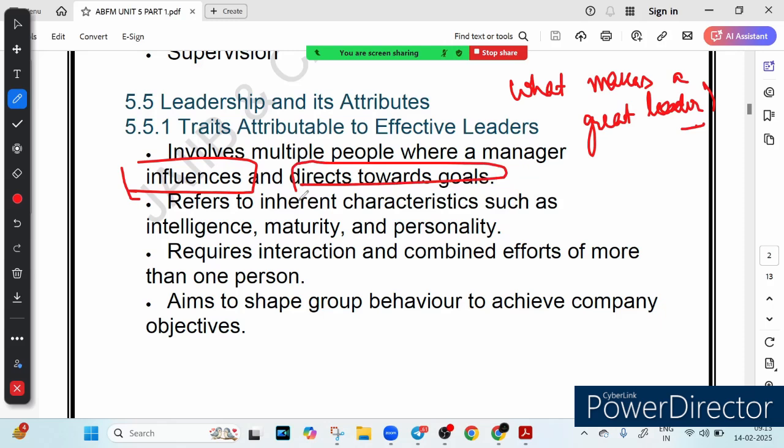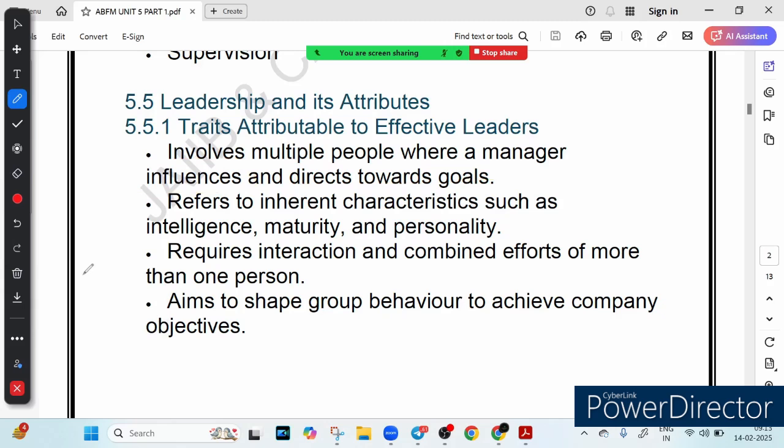So first thing, it is not a one-man show. Leadership is not a one-man show. It means a leader needs a team. Leadership is about teamwork. So leadership simply means teamwork. It is not a one-man show, right?